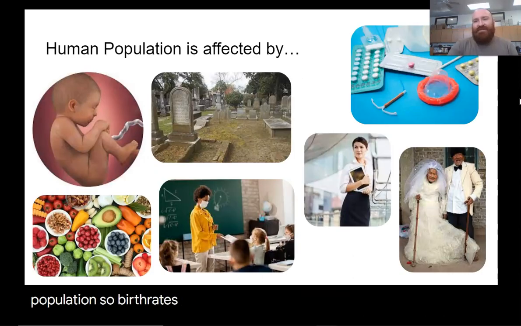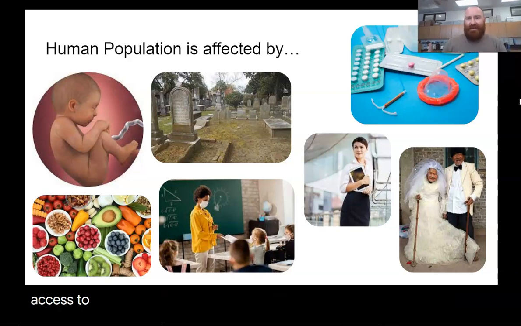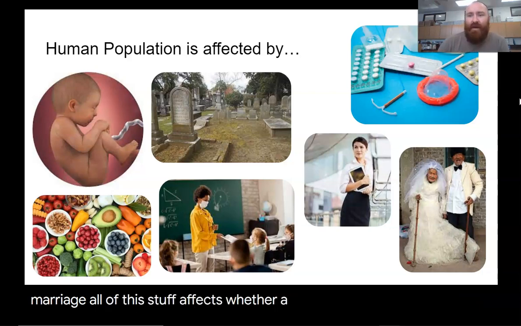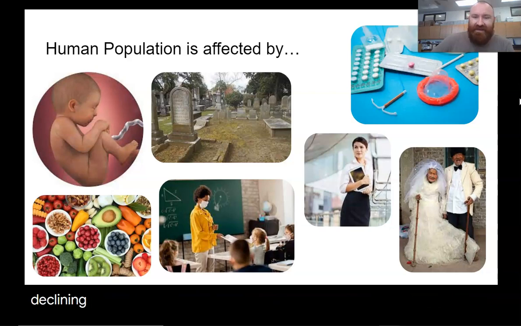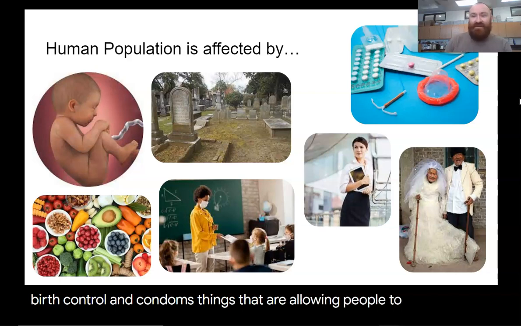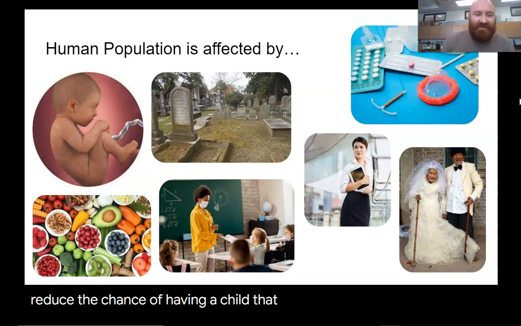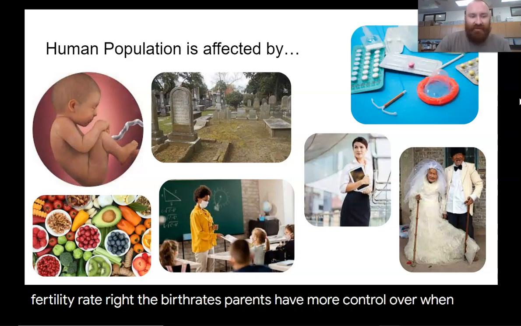So birth rates, infant mortality rates, and overall death rates, access to family planning, good nutrition, education, the postponement of marriage, all of this stuff affects whether a human population is growing or declining. When you think about access to family planning, things like birth control and condoms, things that allow people to actually reduce the chance of having a child, that's going to decrease the fertility rate, right? The birth rates. Parents have more control over when they're having children.